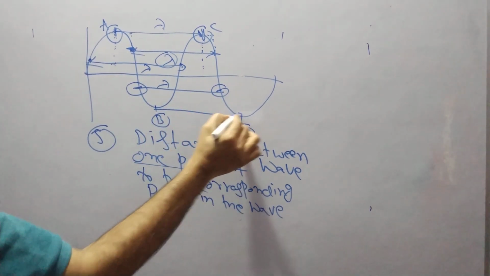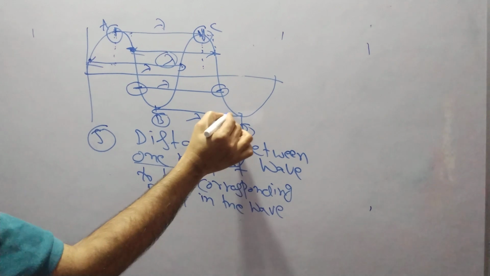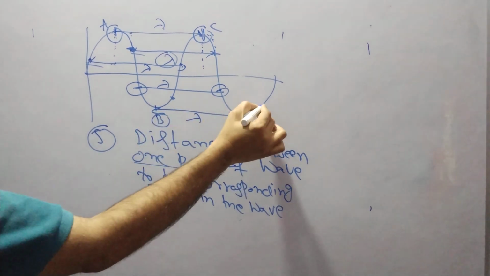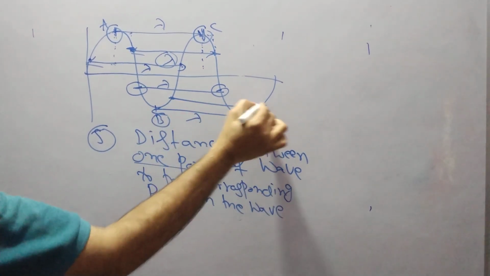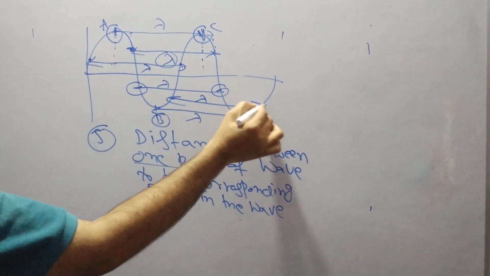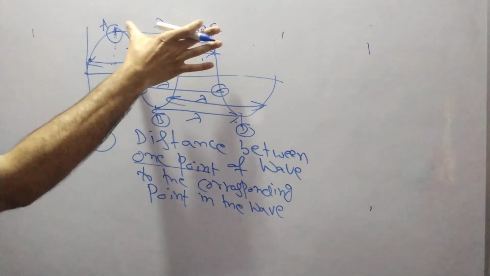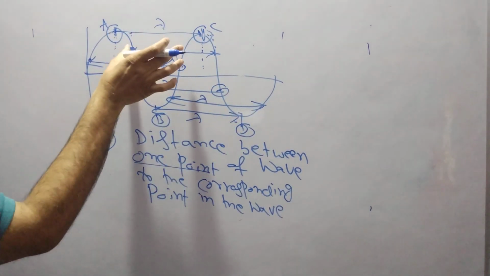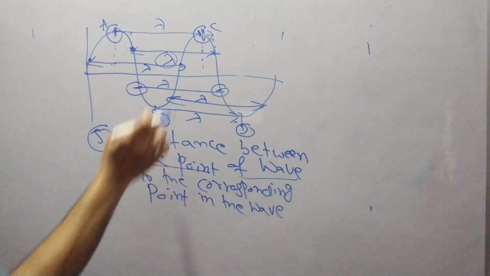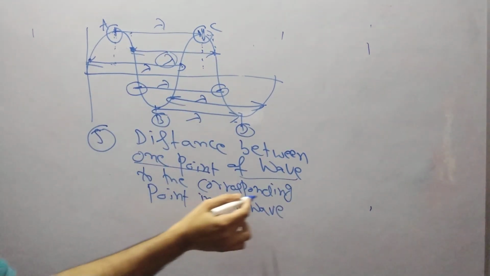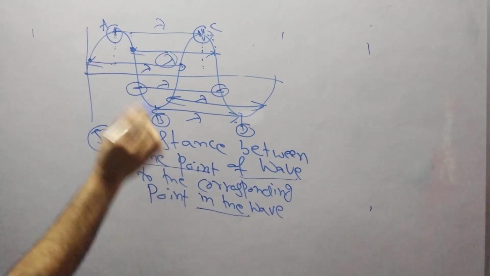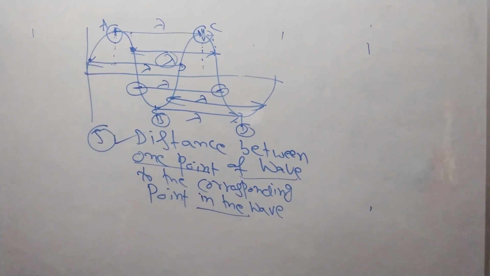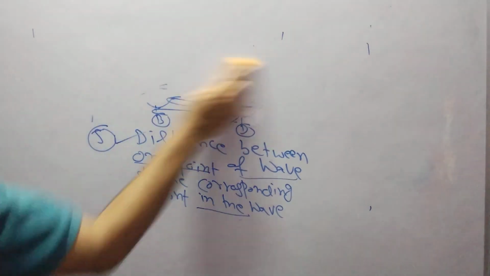This is known as lambda between two troughs. Or you take any point here, this is known as lambda. So the distance between two crests or two troughs or any point of a wave to the corresponding point in the wave is known as wavelength, lambda. So these are the definitions of wavelength. Again I am summarizing the total definitions here.